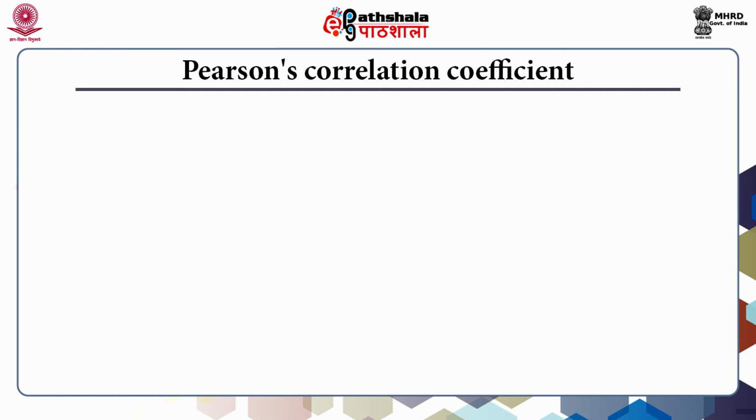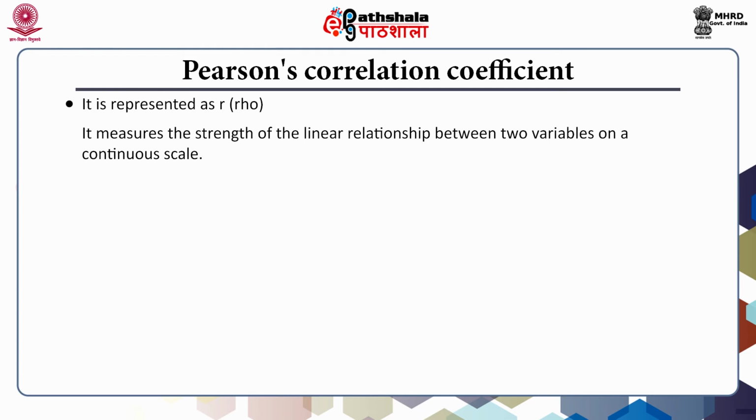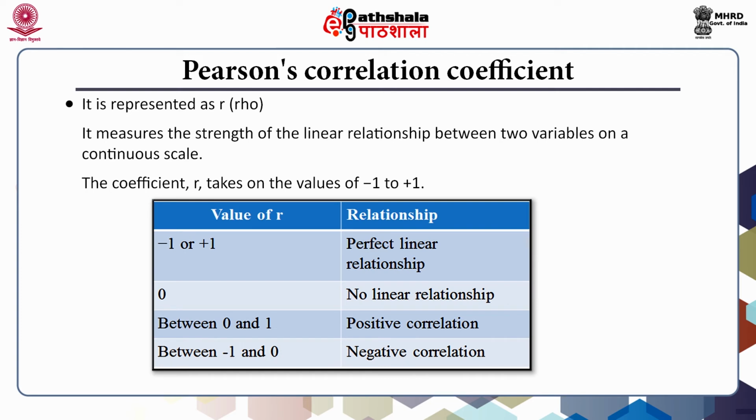Pearson's correlation coefficient. This is the most commonly used correlation coefficient, represented as rho. It measures the strength of a linear relationship between two variables on a continuous scale. The coefficient R takes on values -1 to +1. When the value of R is -1 or +1, the relationship is perfectly linear. When the value of R is 0, there is no linear relationship. A positive correlation takes place when the value of R is between 0 and 1, and a negative correlation is there when the value of R lies between -1 and 0.